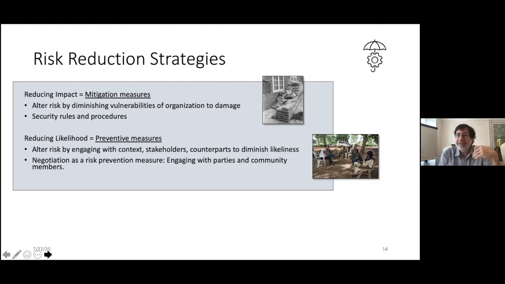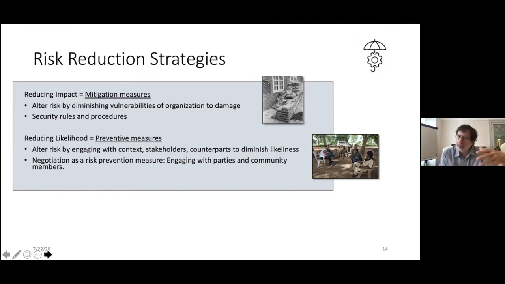If you wanted to mitigate an attack, you would put sandbags around your office. To contain the damage of an attack from an armed group, you will put sandbags around your office. But if you want to prevent the attack from taking place, you will establish a dialogue with the armed group in the first place. The link between humanitarian negotiation and risk management is there. Humanitarian negotiation is a risk prevention measure. And humanitarian organizations can operate because they have negotiators who work on preventing risk.